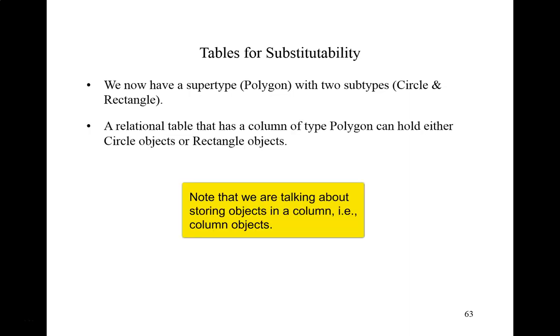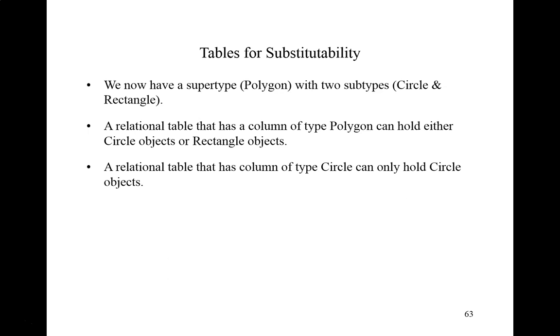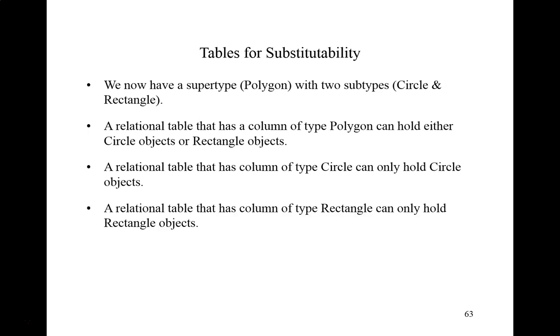We have now created our supertype, polygon, and two subtypes of polygon, circle and rectangle. A relational table that has a column of type polygon can hold either circle objects or rectangle objects. Recall that polygon is not instantiable, so we will never have any polygon objects. A relational table that has a column of type circle will be limited to holding only circle objects. And likewise, a relational table that has a column of type rectangle can hold only rectangle objects.